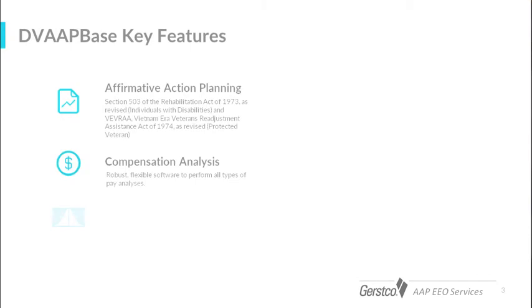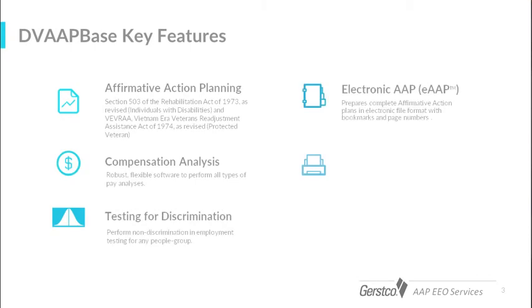Let's look at some of the key features in our new product. Affirmative action planning for Section 503 and VEVRAA was the key function in here. A complete set of compensation analyses. We have a flexible set of analyses for discrimination testing in the IRA tool, and also the ability to generate EAAPs, which is a complete AAP in PDF format, and also the customizable reporting system that we already mentioned.